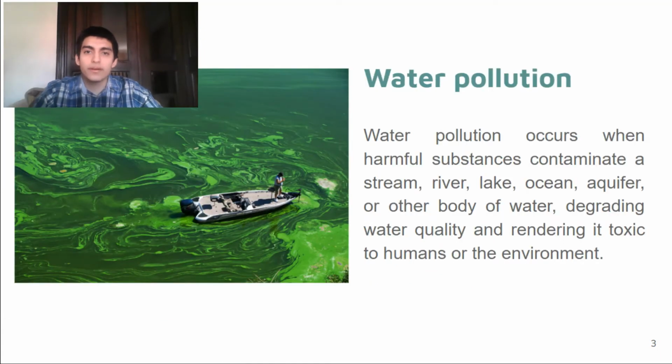Well, now, what is water pollution? All of us have kind of an idea of this, but let's settle down a concept. Water pollution occurs when harmful substances contaminate a stream, a river, a lake, or any body of water, degrading water quality and rendering water toxic to humans or the environment.